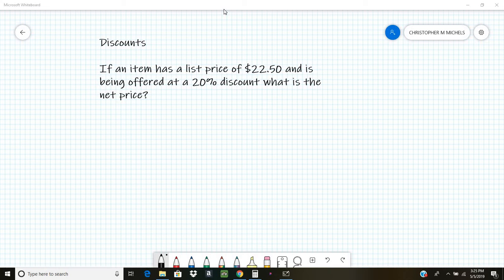Everyone deals with discounts in everyday life, whether you're shopping for yourself or for a future business. They're rampant. So we look at this one. If an item has a list price of $22.50 and is being offered at a 20% discount, what is the net price? List price is just a fancy word for original price, or the price before the discount has been applied. Net price, anything with the word net in it, is after percentages have been applied, after discounts have been applied, and in some cases after sales tax has been applied.